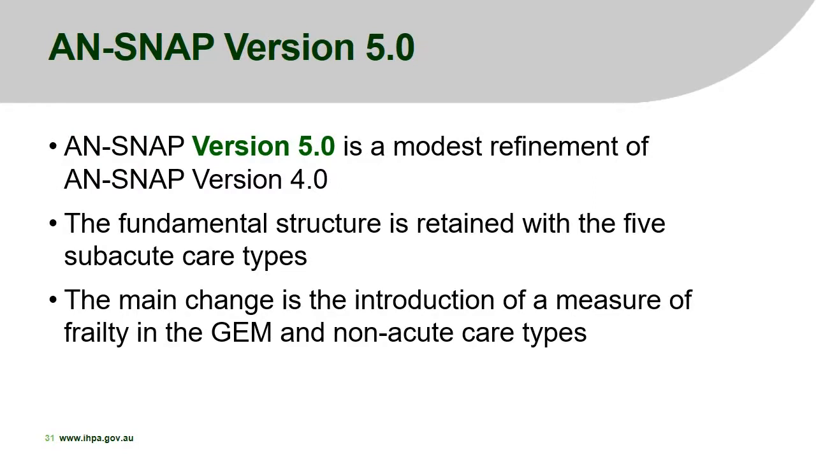IHPA considers ANSNAP version 5 to be a modest refinement of the classification. The fundamental structure, including the 5 care types, has been retained. In version 5, IHPA sought to better explain the relationship between patient complexity and episode costs using multiple existing and new clinical assessment tools and other variables. The most significant change is the introduction of a measure of frailty in the GEM and non-acute care types.